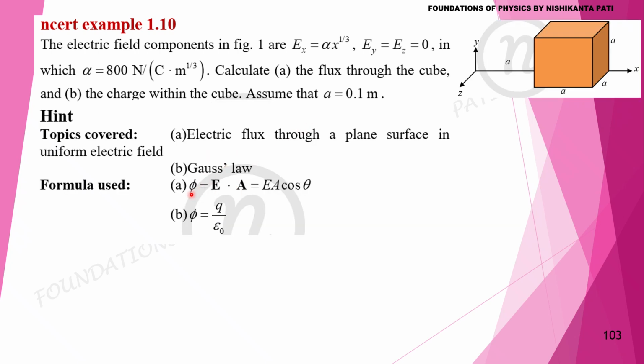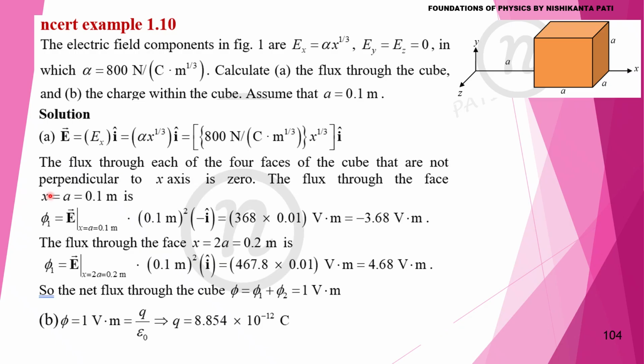The flux through a plane surface in a uniform field, and Gauss law says Q by epsilon 0 is the flux. The electric field is E x i cap. The flux through the left face is the electric field here dot the left area vector. The left area vector is directed this way.